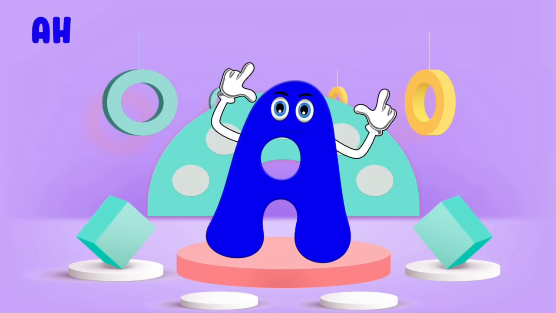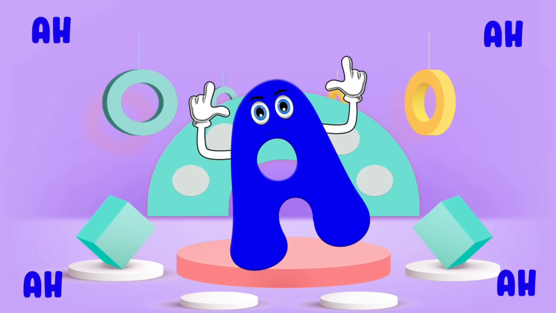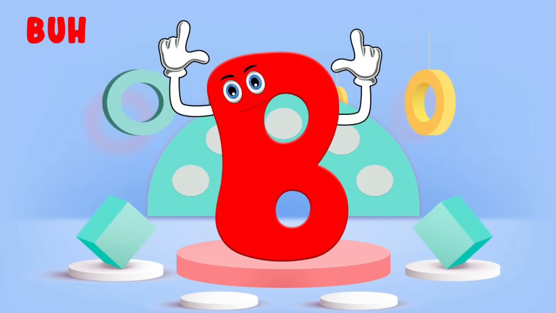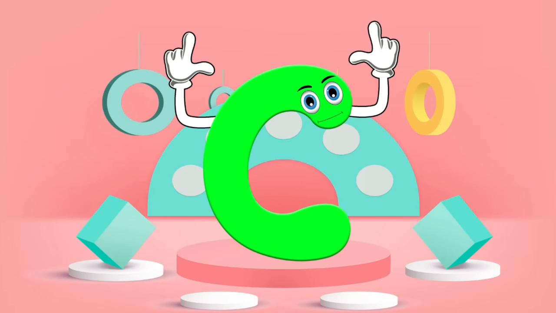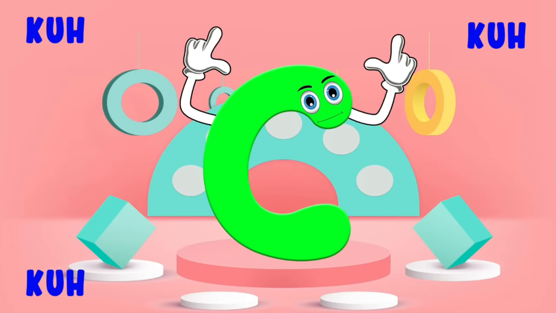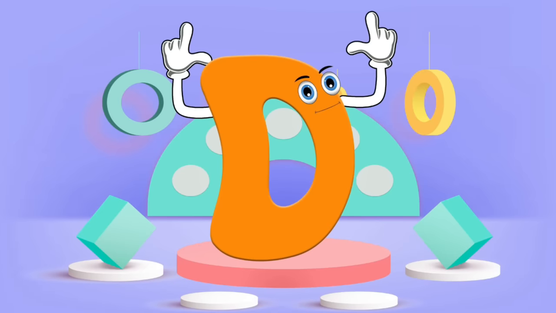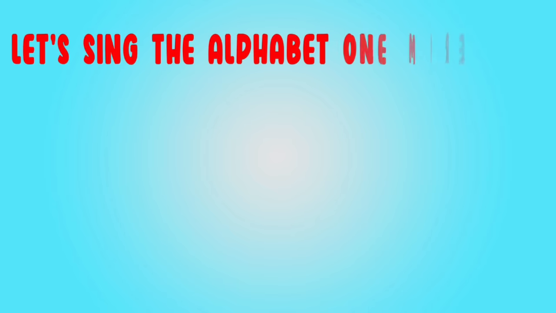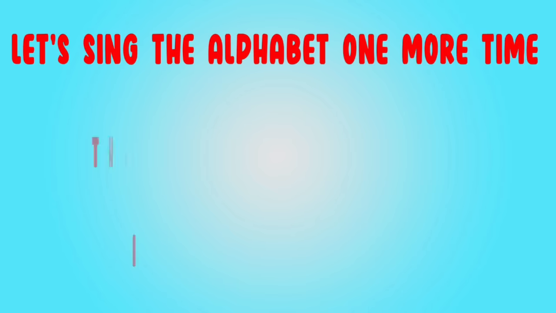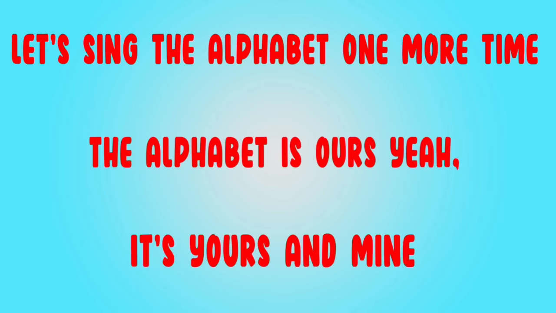A goes eh, eh, eh, eh. B goes b, b, b, b. C goes k, k, k, k. D goes d, d, d. Let's sing this alphabet one more time. The alphabet is ours, yeah, yours and mine.